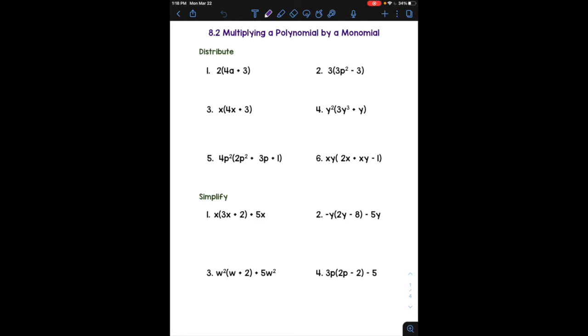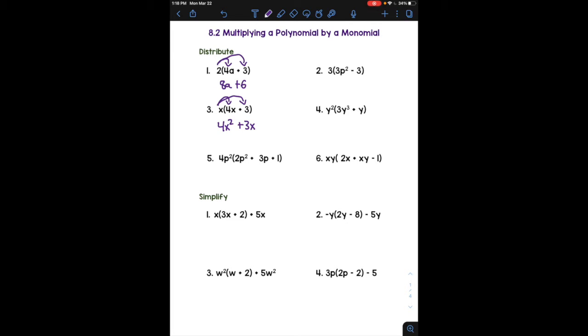For example, problem number 1, we're going to be distributing the 2 to both terms of the binomial we're multiplying. 2 times 4a will give us 8a, and 2 times 3 will give us 6. Problem number 3, we'll be distributing the x times both terms of the binomial that we're multiplying. X times 4x gives us 4x squared. Remember, when you're multiplying like variables, you're adding their exponents. And x times 3 is 3x.